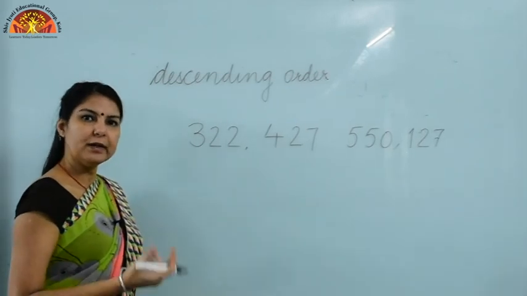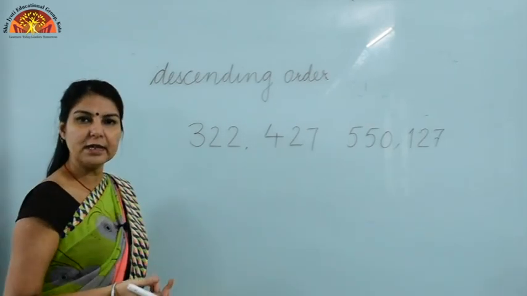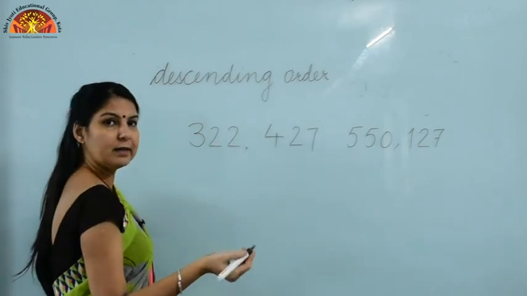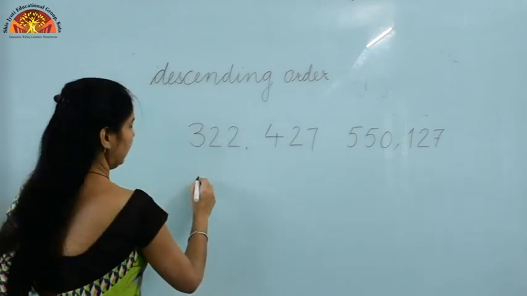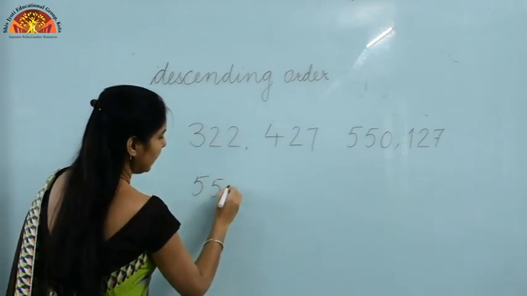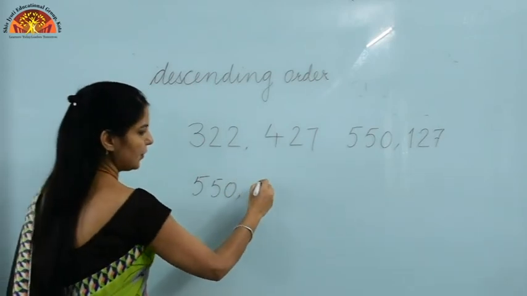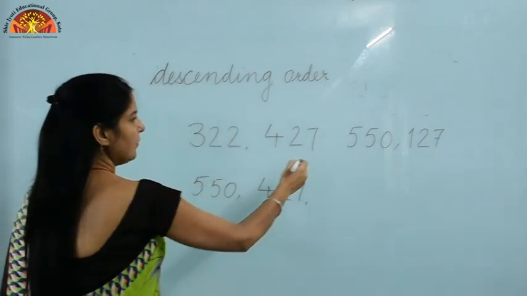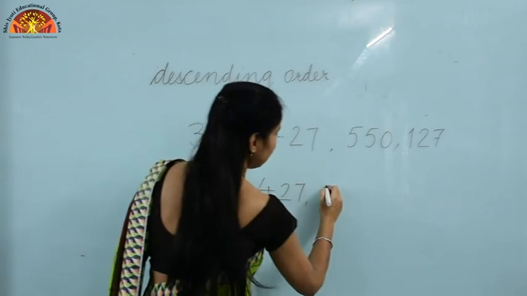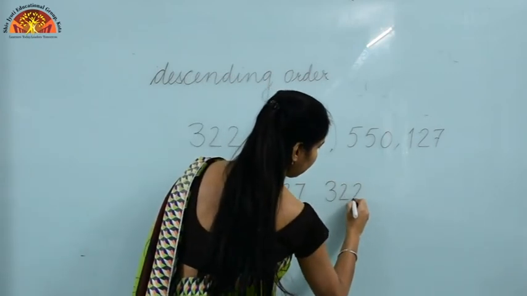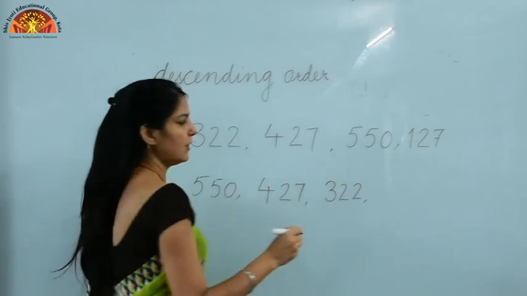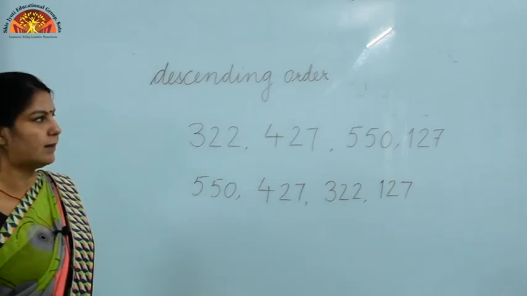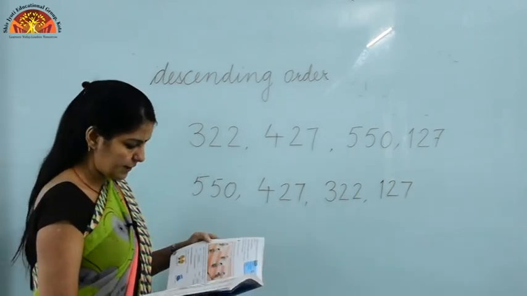You have to find out the bigger number first of all, because descending order says the bigger number will come first. So which number is bigger here? The number which comes later in the counting, that will be 550. After that we will write 427. After 427 we will write 322, and at last we will write 127. Now I hope you have understood what are ascending and descending orders. Now come to the next topic.